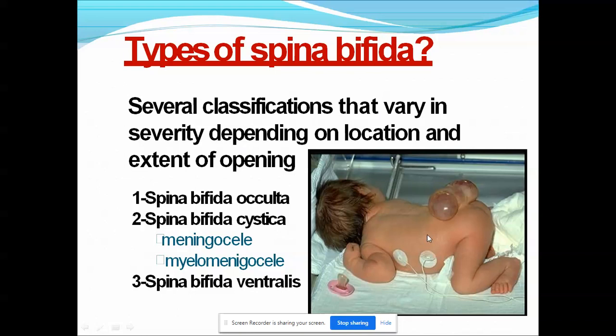So you can see in this picture the small baby is lying in the prone position, and on the lower region, that is the lumbar region of the baby, you can see there is some protrusion from the skin.